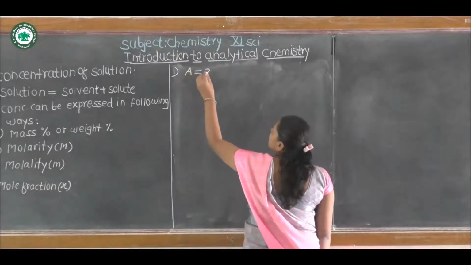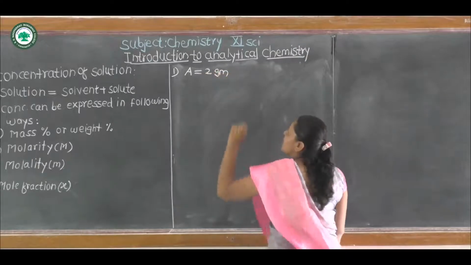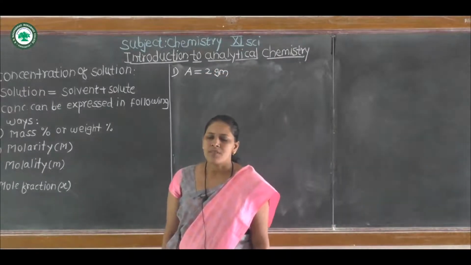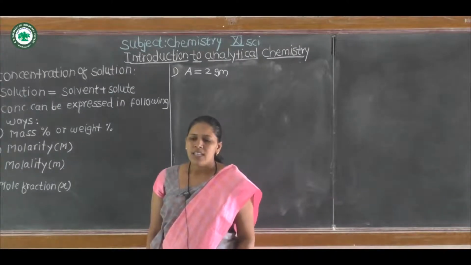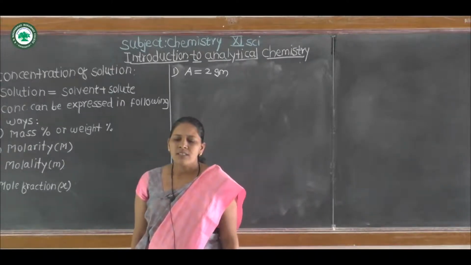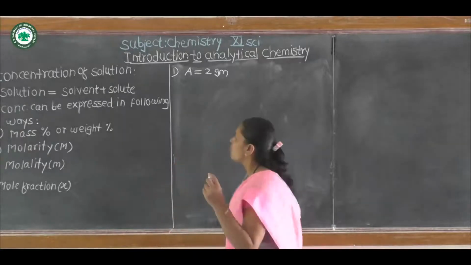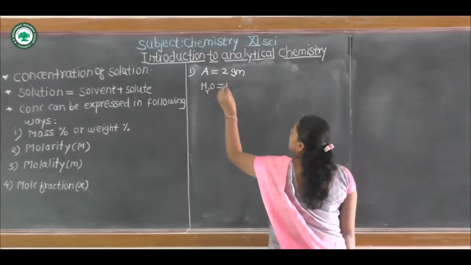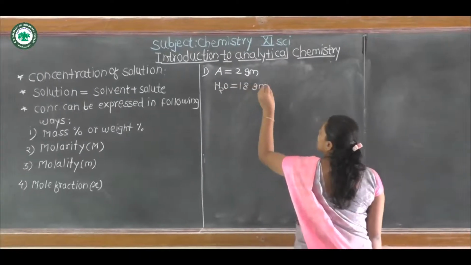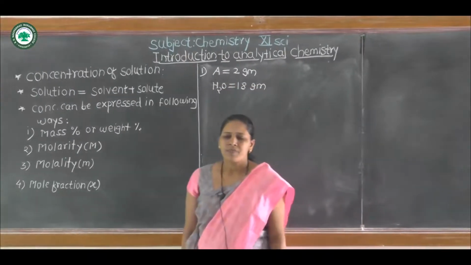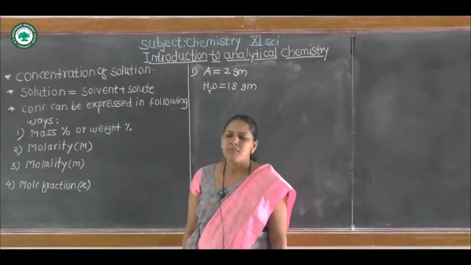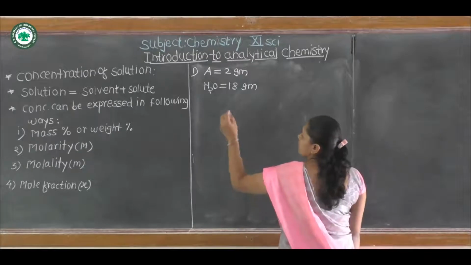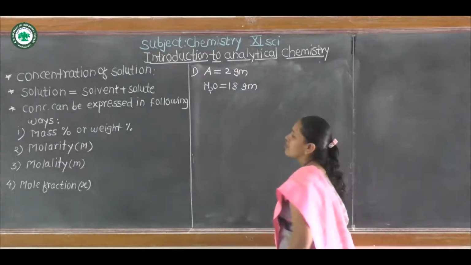A is equal to 2 gram. Solution is prepared by adding 2 gram of substance A in 18 gram of water. In 18 gram of water, calculate percentage by mass of the solution.